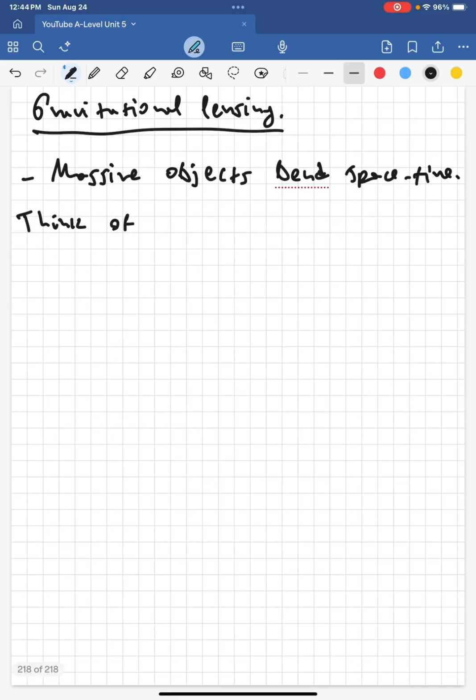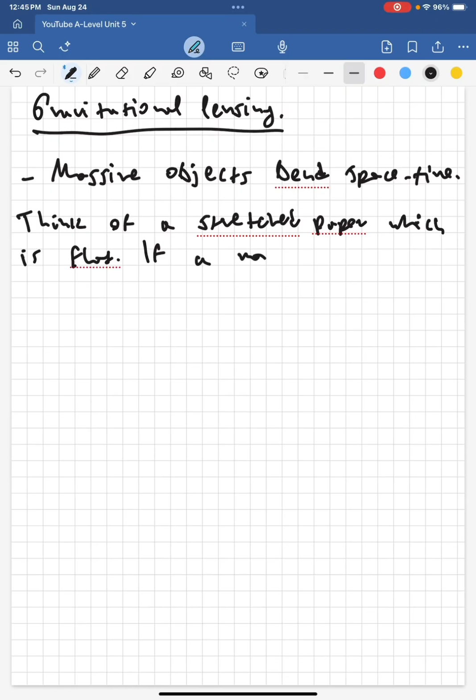of a stretched paper, for example, which is flat, right? If a mass is placed on the paper, it will bend, right? So it turns out that this is the effect that any mass has on space-time. The more massive the object, the more this bending is.